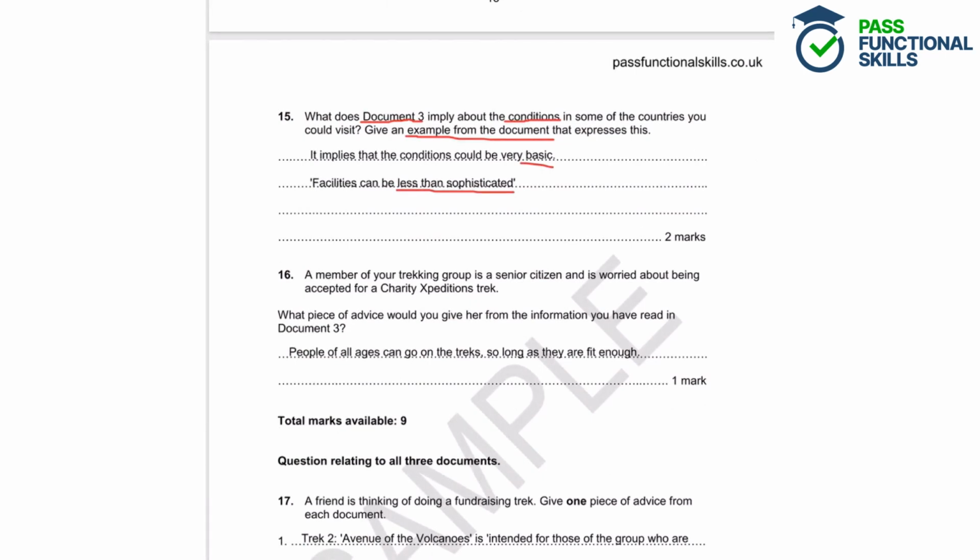Question 16. A member of your trekking group is a senior citizen and is worried about being accepted for a charity expeditions trek. What piece of advice would you give her from the information you have read in document 3? So here we've got a senior citizen, an elderly person, and they are worried about being accepted. So they think that they might not be able to go on one of these treks. Now we need to give them advice based on the information from the document. So would this trek be suitable for a senior citizen? And we need to find a piece of advice that we would give.